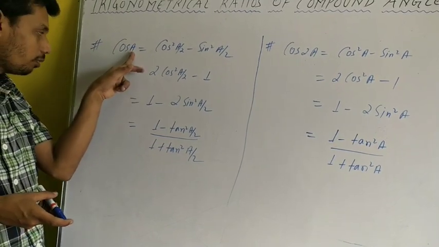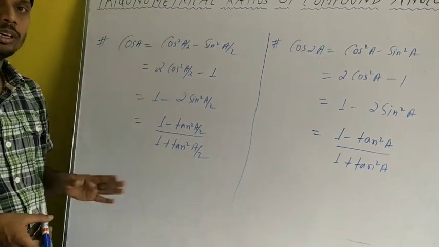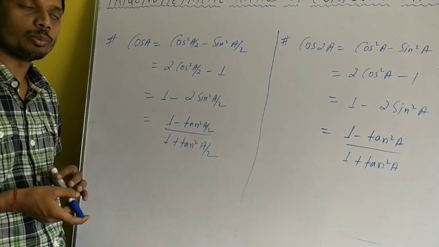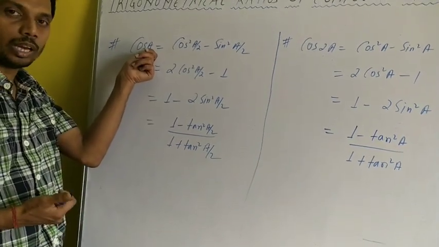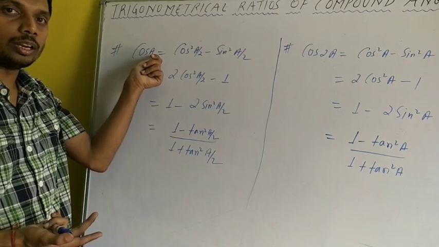We have taken theta, it becomes theta by 2, just half of it. So that you have to keep in your mind. Suppose that cos a by 2 is there and we want to express it in terms of sine and cos.